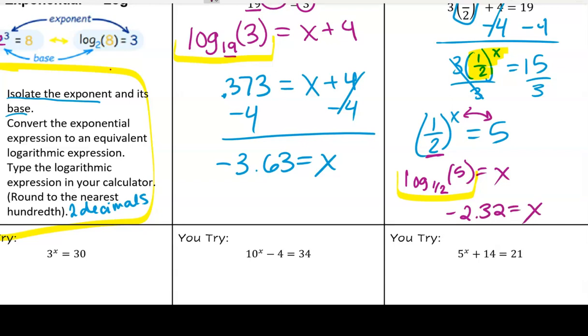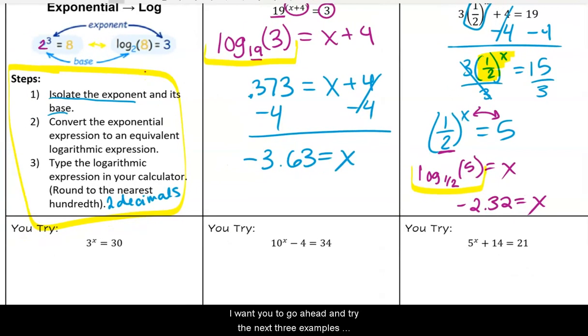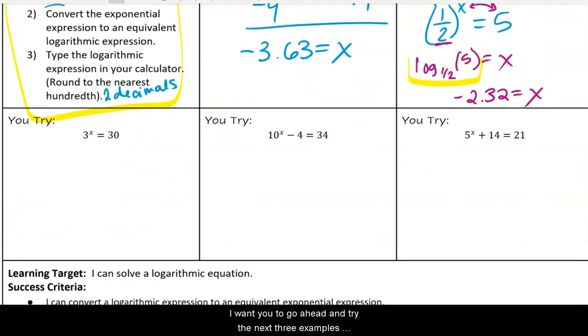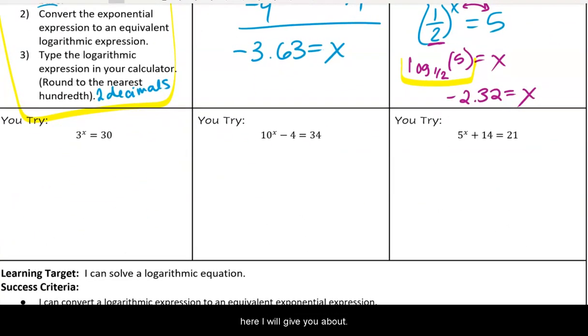All right. I want you to go ahead and try the next 3 examples here. I will give you about 4 minutes to do that. I'm just going to go ahead and let the video continue recording. If you need more time than 4 minutes, please pause at the end of the timer. But the 4-minute timer is beginning now.